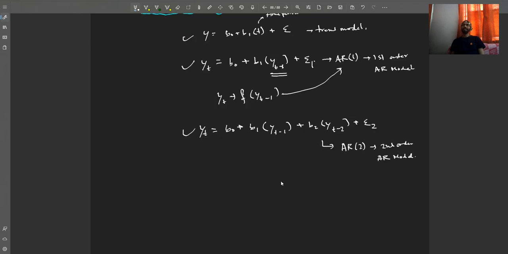Now we can generalize this. Yt is equal to b0 plus b1 yt minus 1 plus b2 yt minus 2, and so on, up to bp yt minus p, plus some error. This is called a pth order autoregressive model.